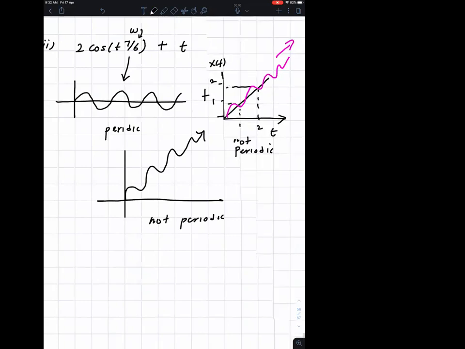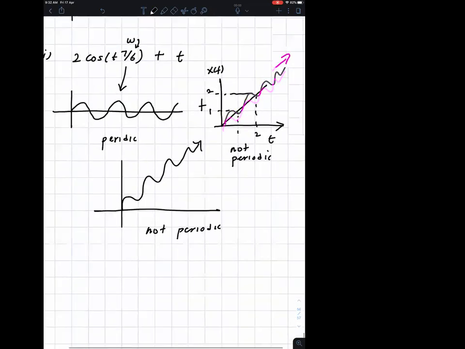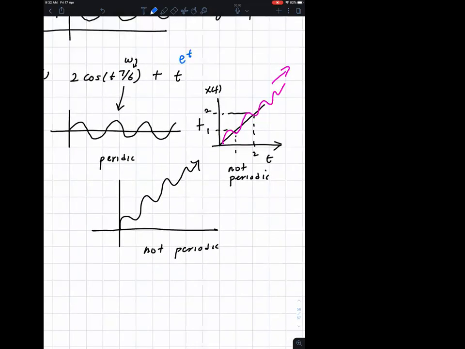Same thing, if you have an exponential signal, anytime you mix with a growing signal, it's going to be non-periodic.